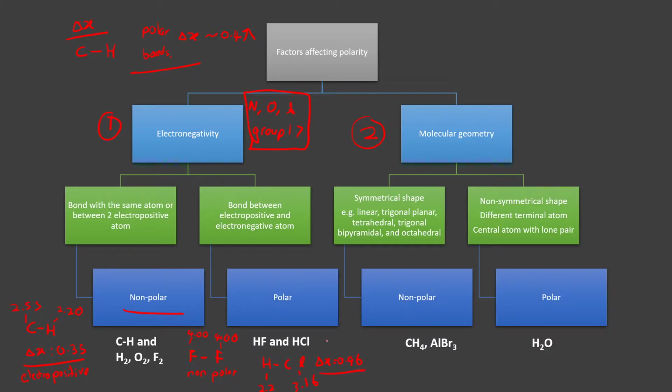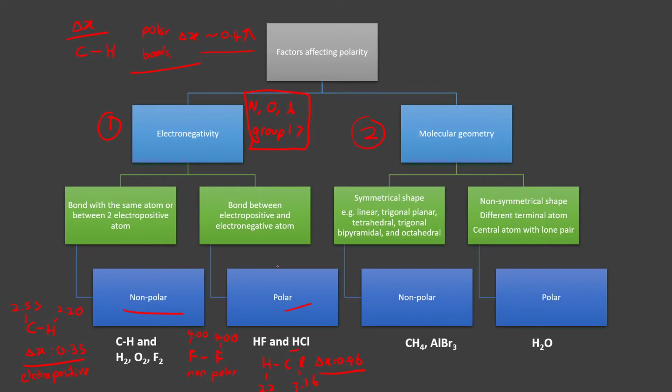So tinggi from 0.4, kita can consider it as polar. Plus, kalau you tengok, it is any other electropositive yang bersambung dengan nitrogen, oxygen or group 17. So, chlorine is group 17. So, it is polar. Okay.